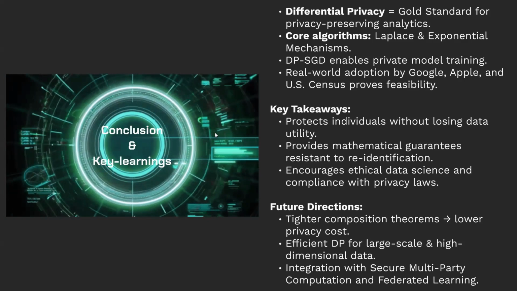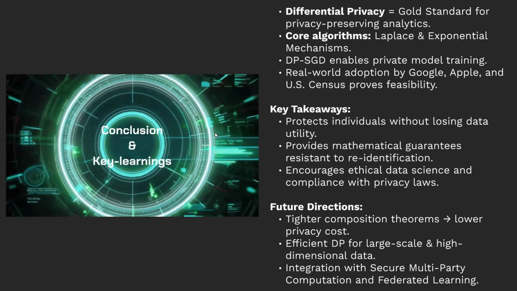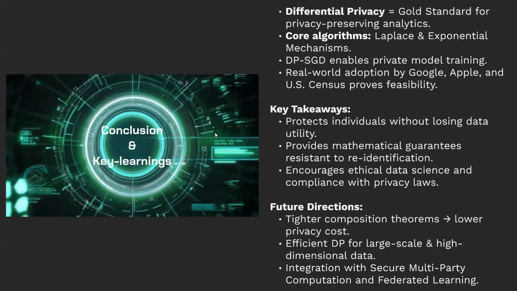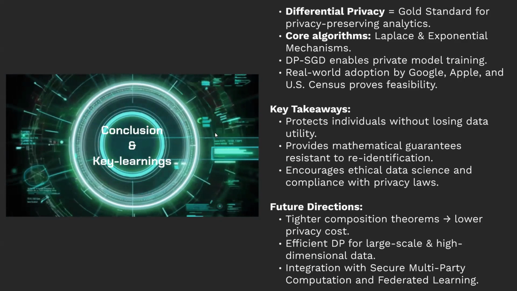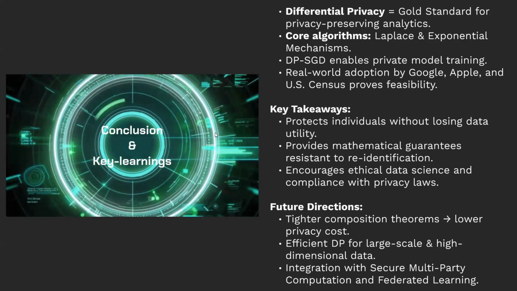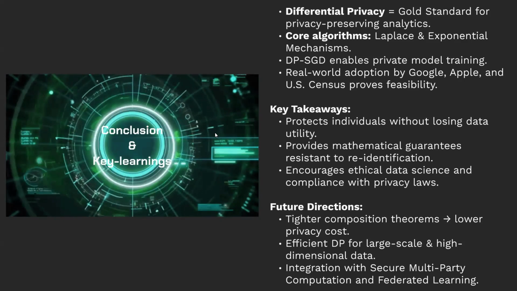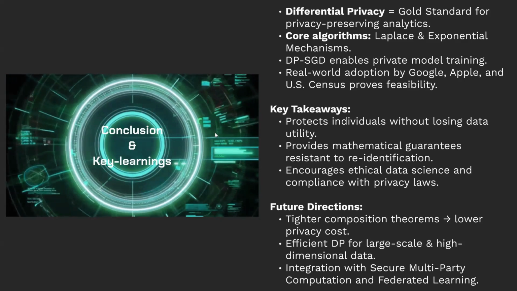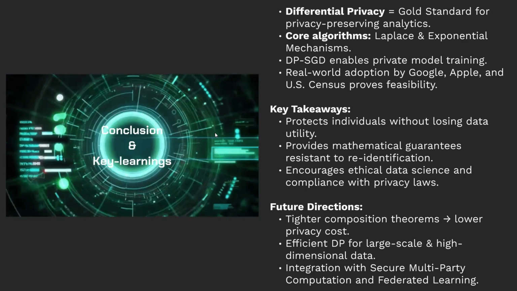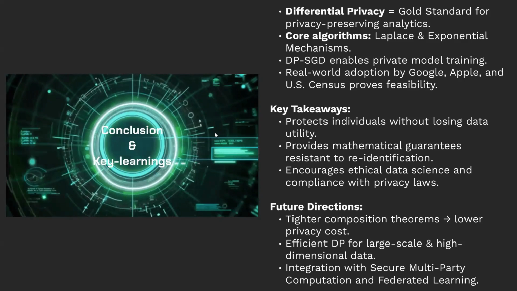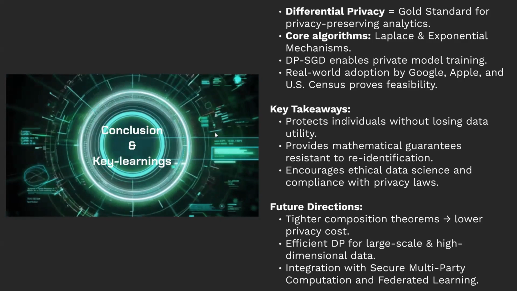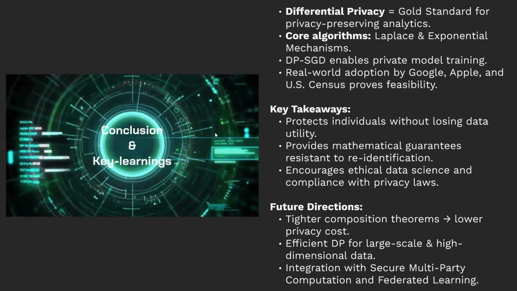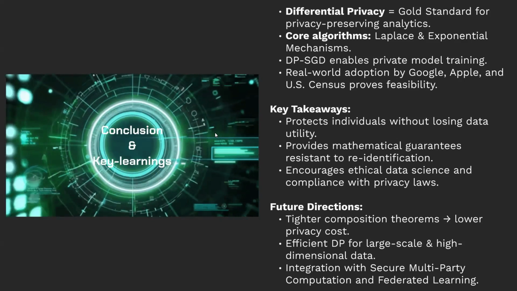The real world adoption of differential privacy by organizations like Google, Apple, and the US Census Bureau demonstrates that this is not just a theoretical idea. It's a practical, scalable solution already operating at global scale. Looking forward, there are still open research challenges that will shape the future of this field. Some of them being that tighter composition theorems and improved privacy accounting methods will help reduce cumulative privacy loss in complex workflows. Efficient algorithms for high dimensional data remain an active frontier, particularly as models and datasets continue to grow in complexity.